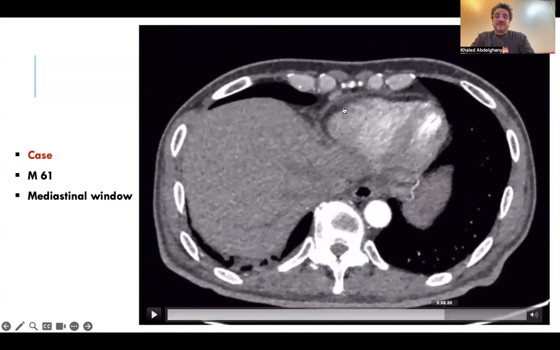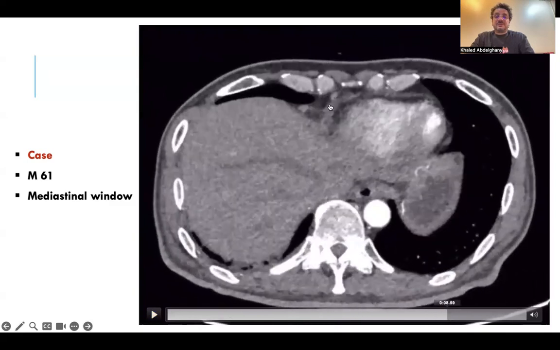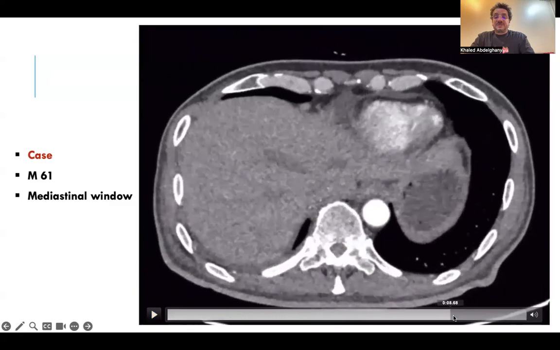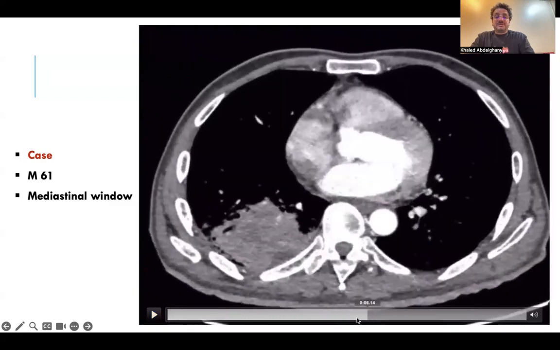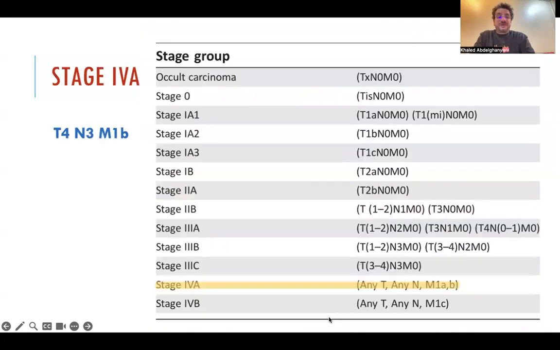Here we have what's called circumcardiac or diaphragmatic lymph nodes, as you see here. So presence of right-sided axillary lymphadenopathy and diaphragmatic lymphadenopathy. This is M1B. So now we reached the final staging of our case, which is 4A. We have T4, N3, M1B. M1B with any T or any N, this is stage 4A.